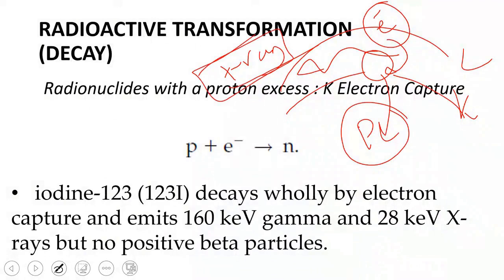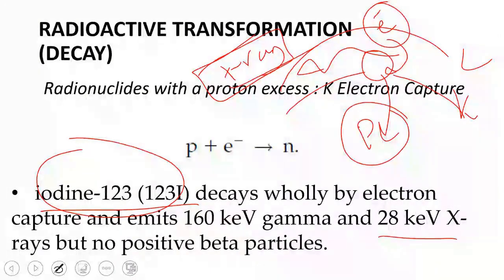The characteristic X-ray occurs with iodine-123, which is a radioactive isotope that performs electron capture. It emits X-rays with an energy of 28 kilo electron volts and also emits gamma rays. As we mentioned, with beta plus decay or regular decay, gamma rays of 160 kilo electron volts are also emitted.